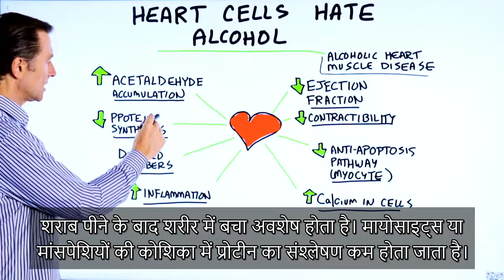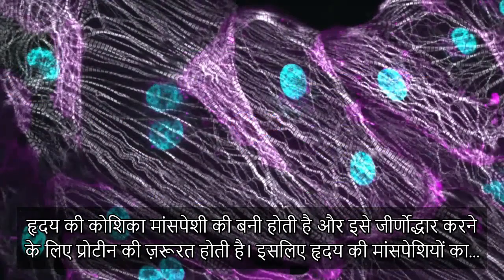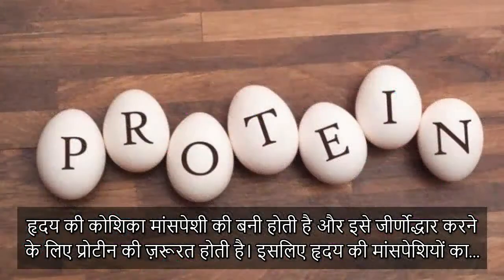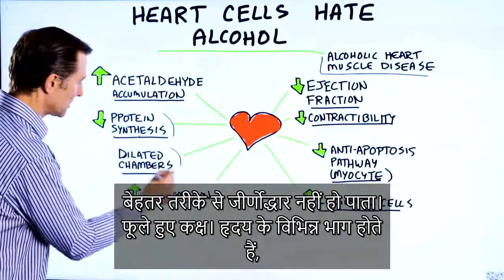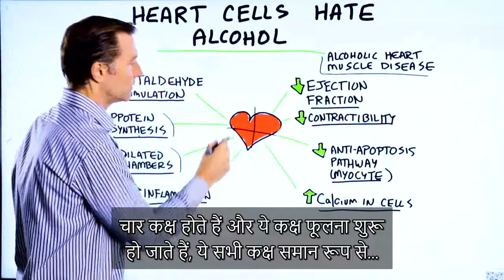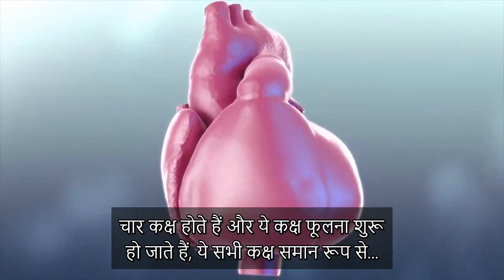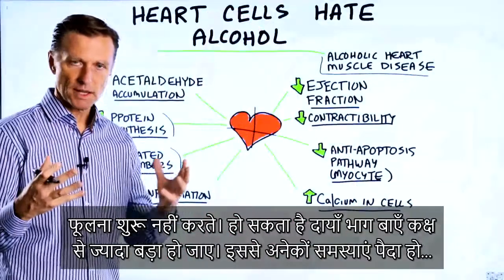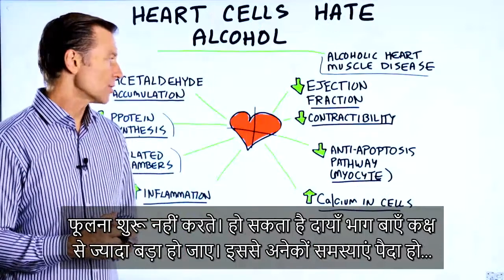Also, you'll get a decreased protein synthesis on the myocytes. So the heart cell is made out of muscle, and it needs protein to rejuvenate. So you're not going to get a nice turnover of heart cells. Dilated chambers, so you have different parts of the heart. You have 4 chambers, and as they start to enlarge, they don't all enlarge on a symmetry basis, like the right side might enlarge more than the left, and that creates all sorts of problems.